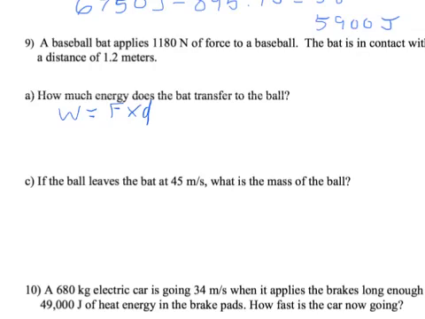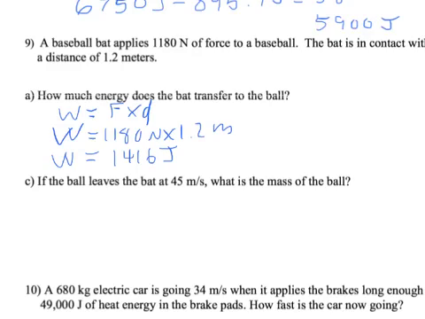And let's see, the force is 1180 newtons times the distance is 1.2 meters, and therefore the amount of work that was done is 1416 joules. And it looks like I have to round it. In this case, I have 3 significant figures here, I have 2 significant figures here, so I have to round this number here to 2 significant figures.